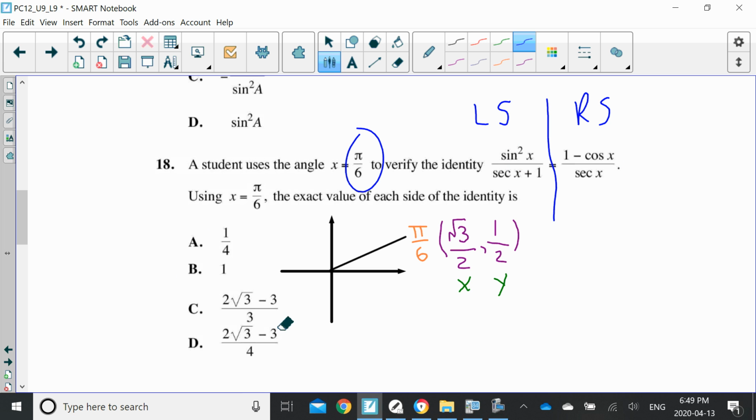Because this is a multiple choice question, I'm just going to plug pi over 6 into one of the two sides. Your workbook does it, the teacher solution does it on the left-hand side, so I'll show you how to do it on the right-hand side, okay?